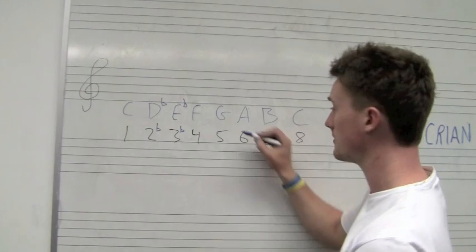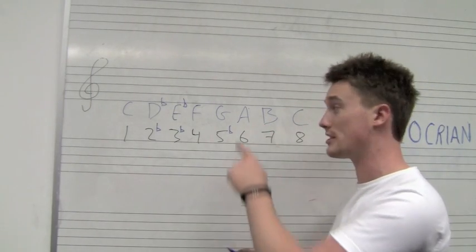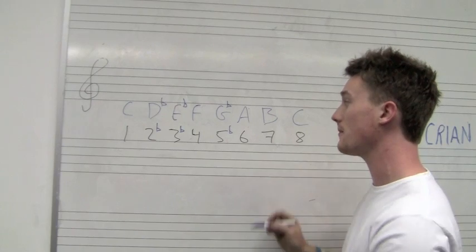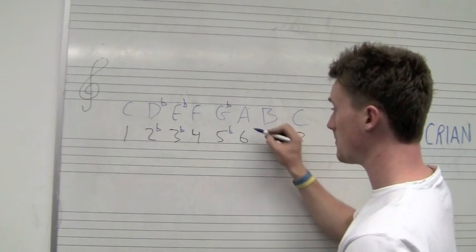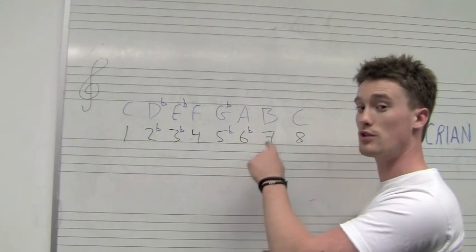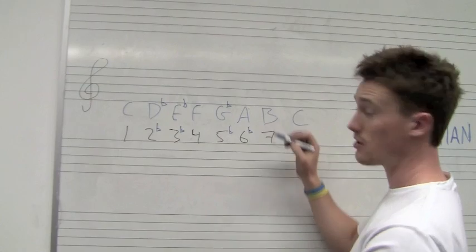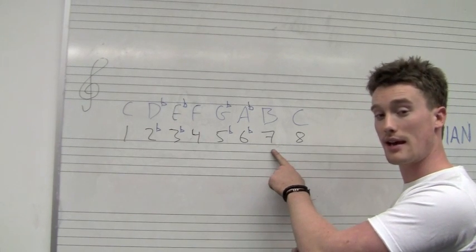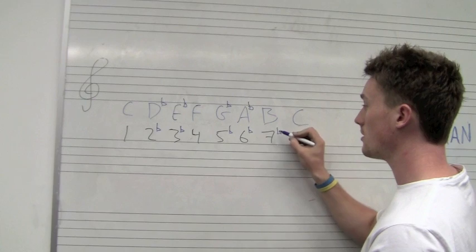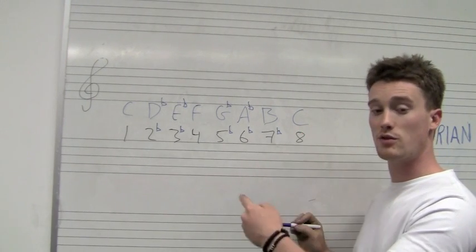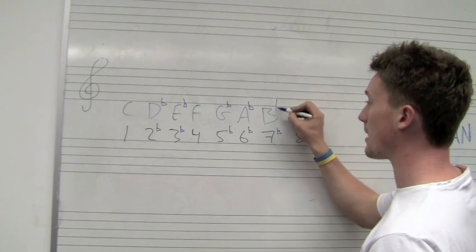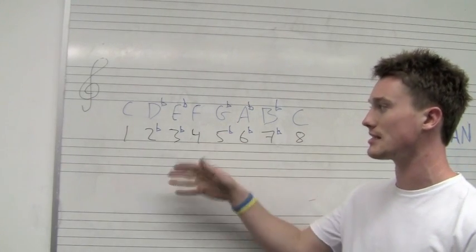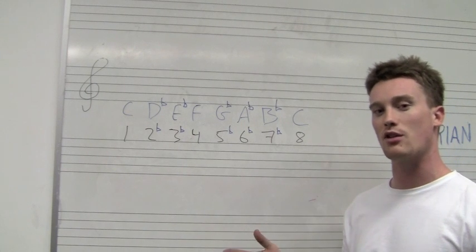G gets flattened. So G would go down a fret on a guitar or down a key to G flat. The sixth degree gets flattened again, so A would go down a semitone to A flat. And then the seventh degree is flattened as well, so B would go down a semitone to B flat. And then C is exactly the same as the root. And that's how you change a C major scale into a C Locrian mode.